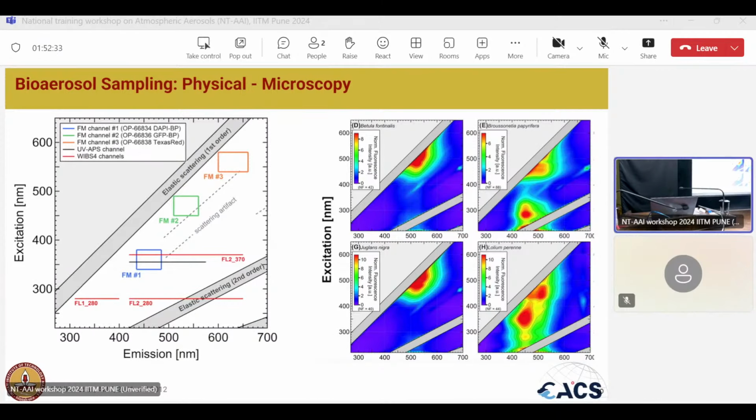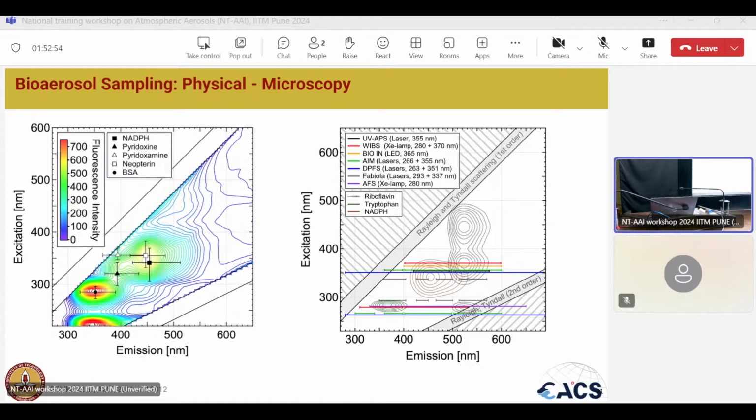If you do some sort of calibration for known types of biological aerosol particles, you could use this excitation emission map to at least identify whether what you are observing is a fungal spore, a pollen grain, or a bacteria, and so on. This is how the online technique was developed. I still have 10 minutes, right? Let's spend a couple of minutes on this particular figure.